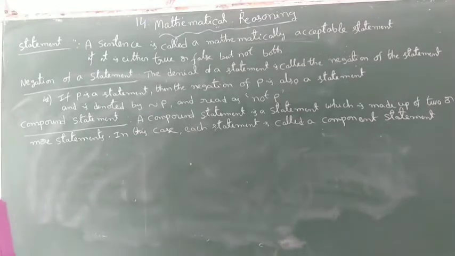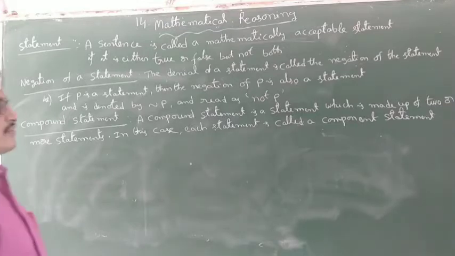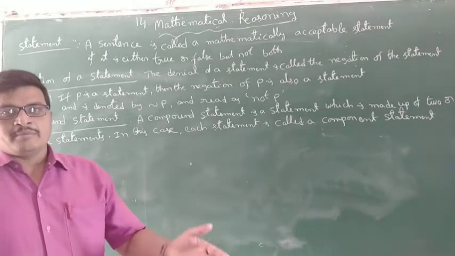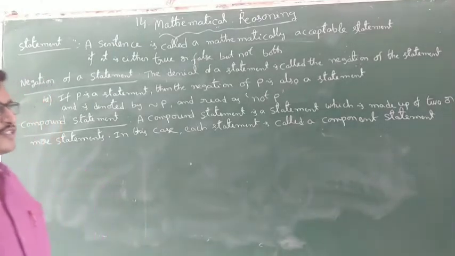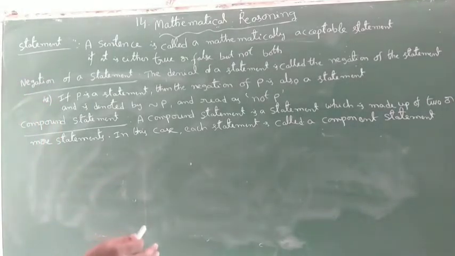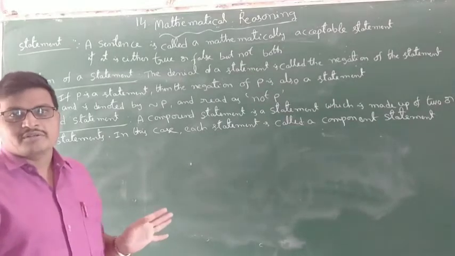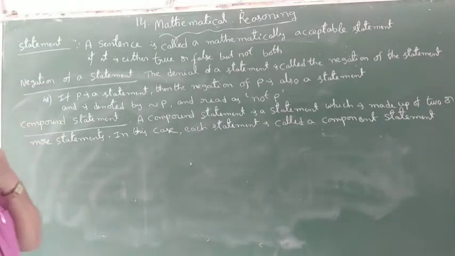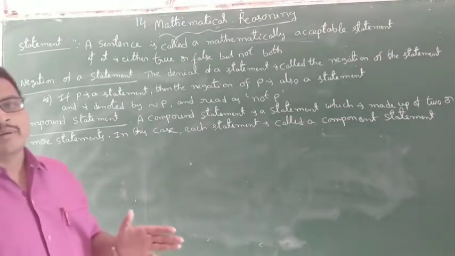Before discussing the statement, first the sentence. What is a sentence? For example, 2 is an even number. In English, a sentence is a group of words between full stops. In mathematics, a sentence means, for example, 2 is a prime number.